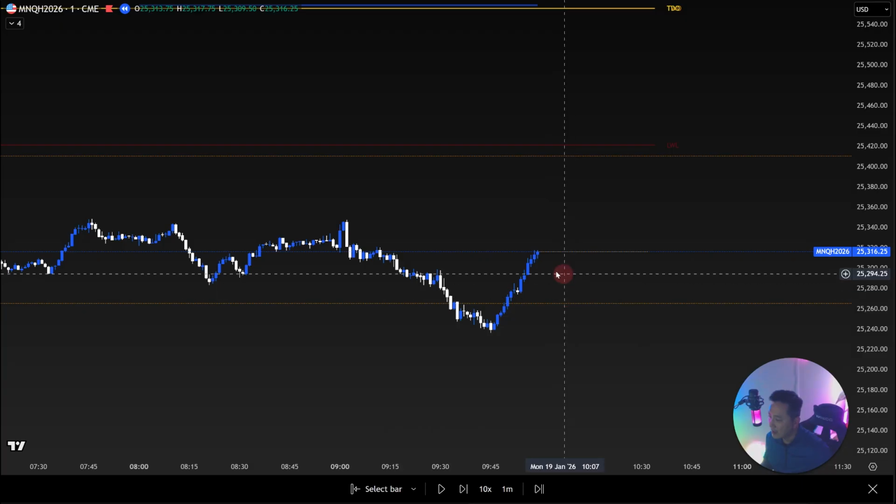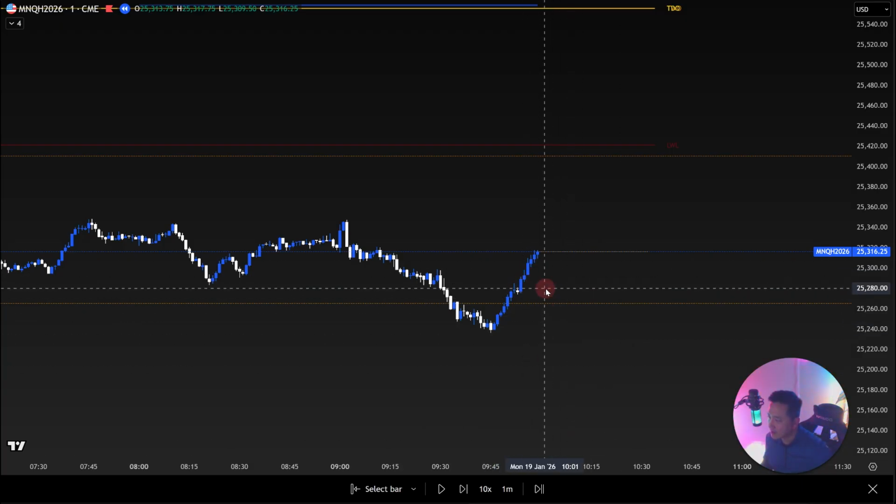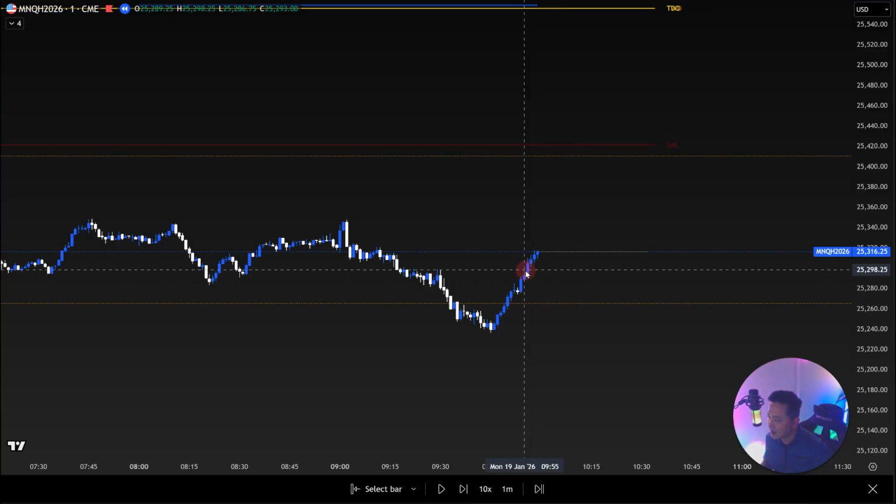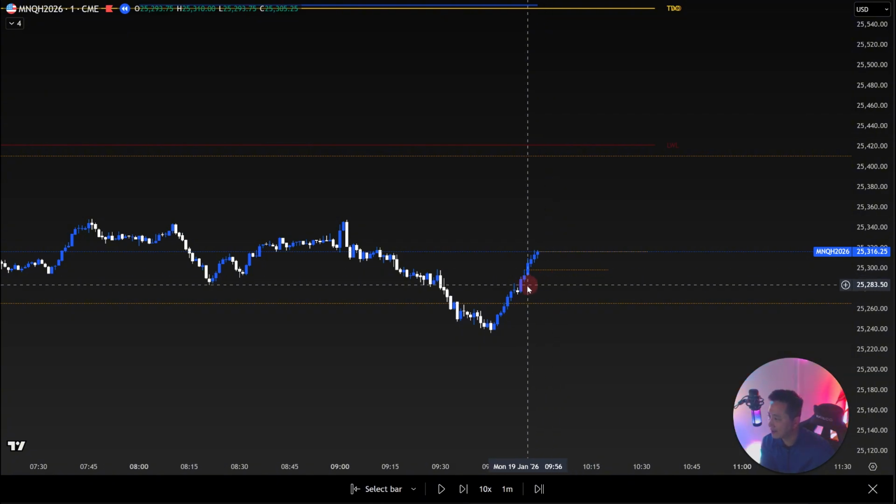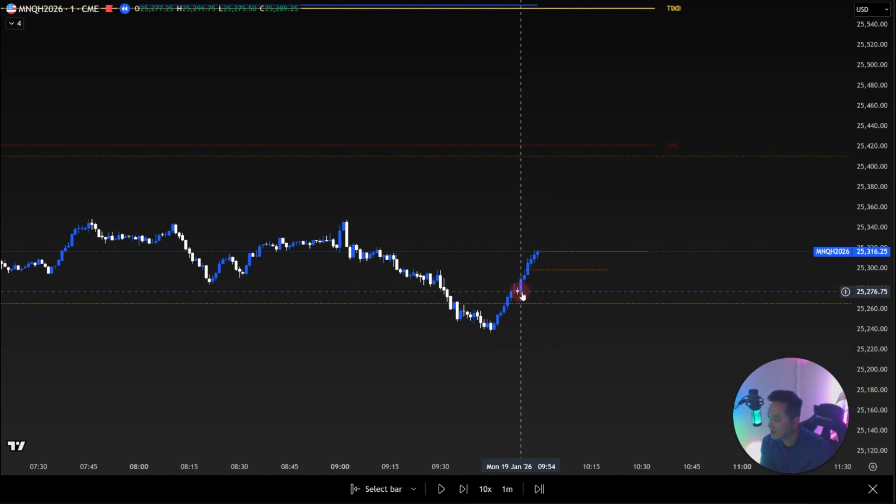So you can see down here we have some areas of some POIs, right? So the closest one is going to be just this imbalance right here, right? And that's the low-hanging fruit. Let's see just below that, there's this as well. But let's play price forward here.